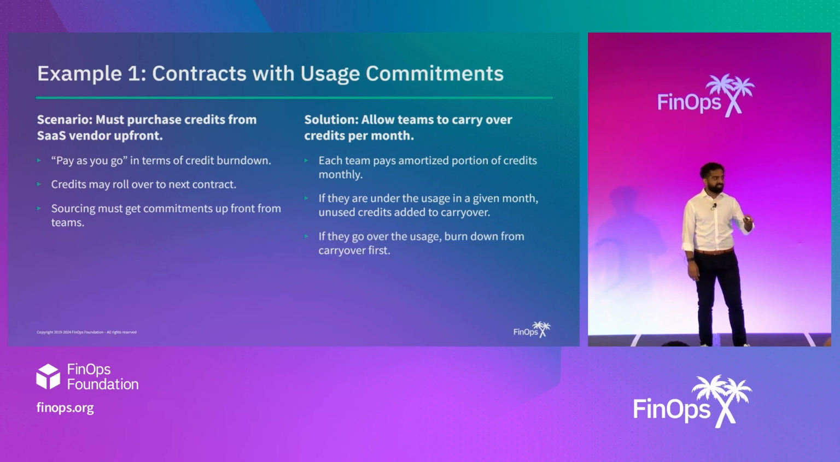And then if they go over their usage, this is where it gets interesting. We'll burn down from the 10,000 first. We'll go into the credit pool that they've amassed over time, and then they still get charged only 10,000, and the credits are affected.